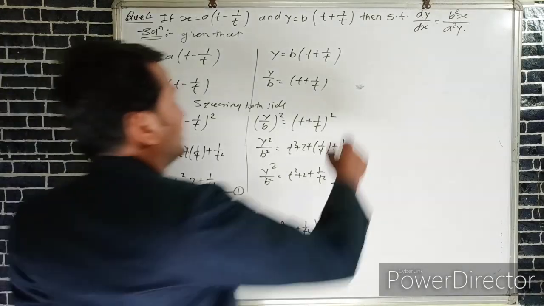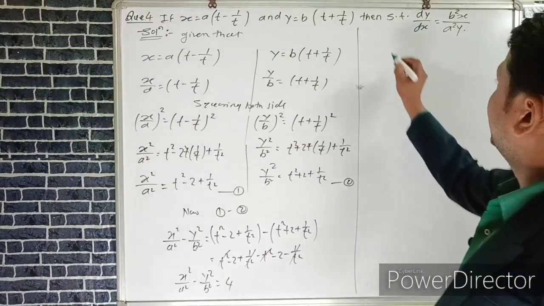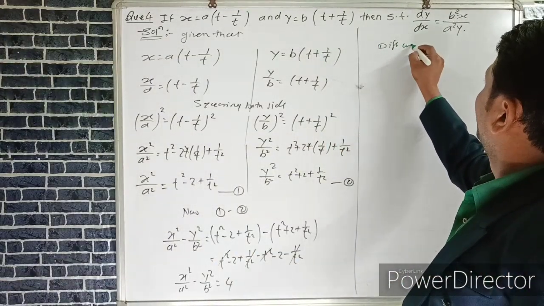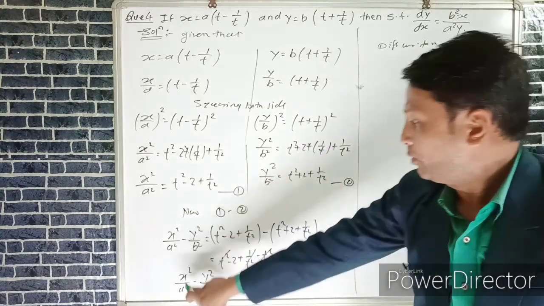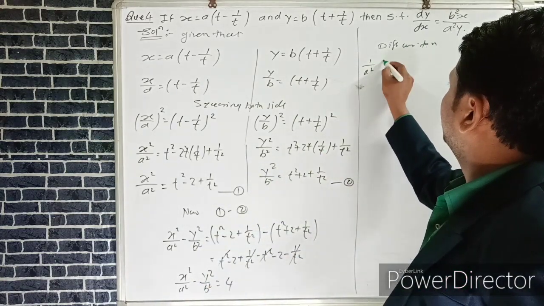If we differentiate this function with respect to x, then we can write, differentiate with respect to x. We can write 1 upon a square is a constant function.